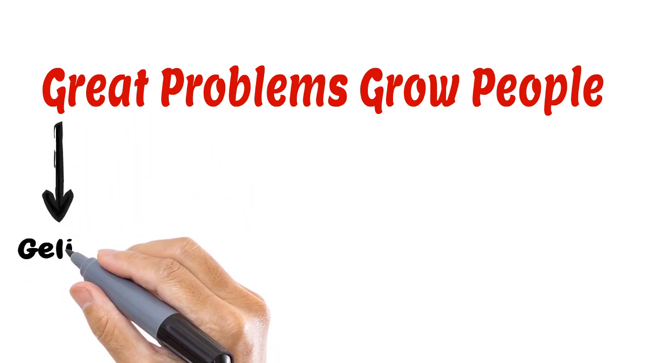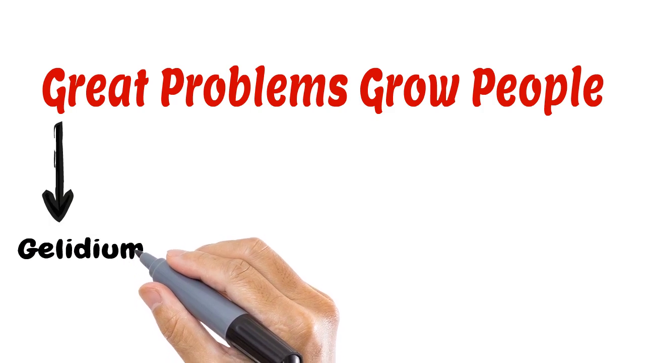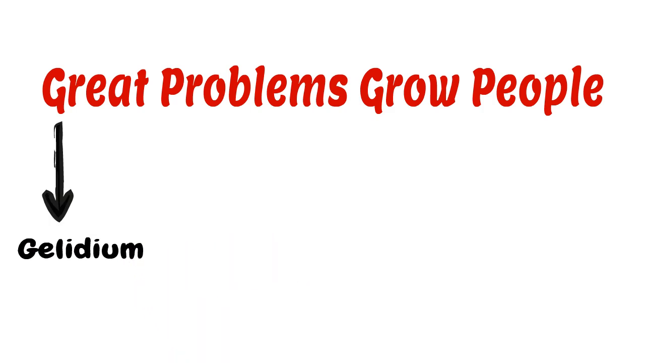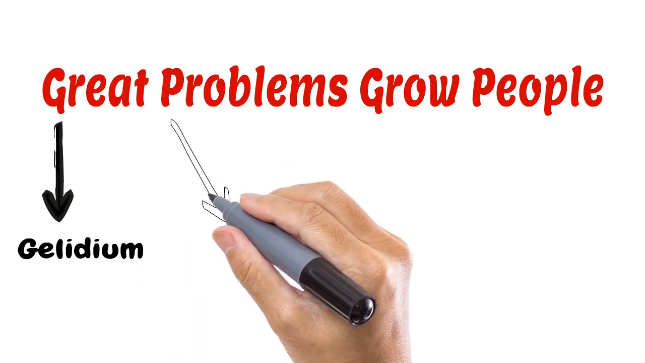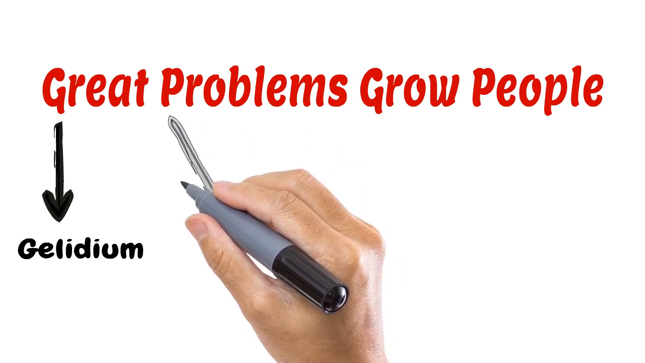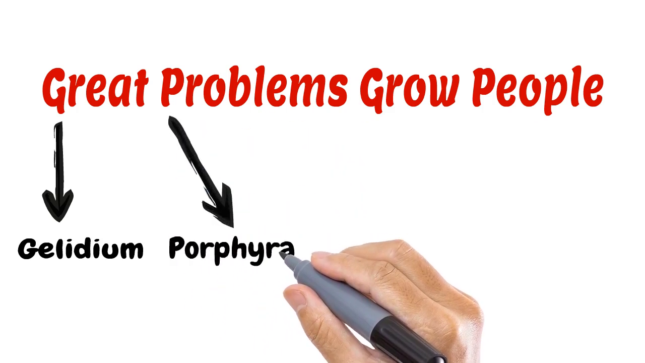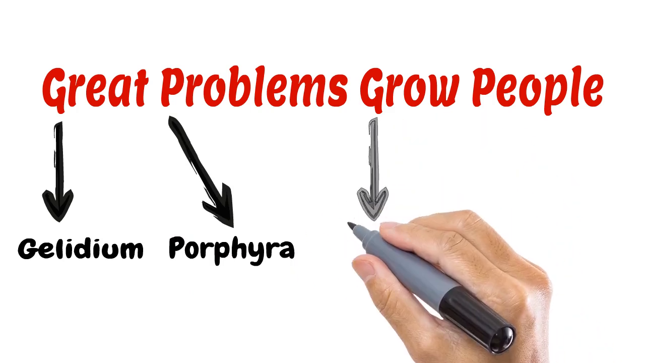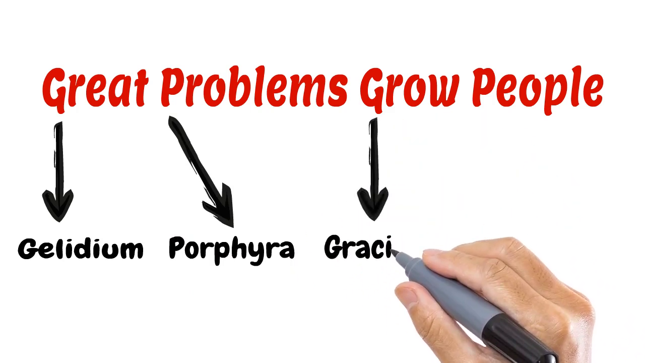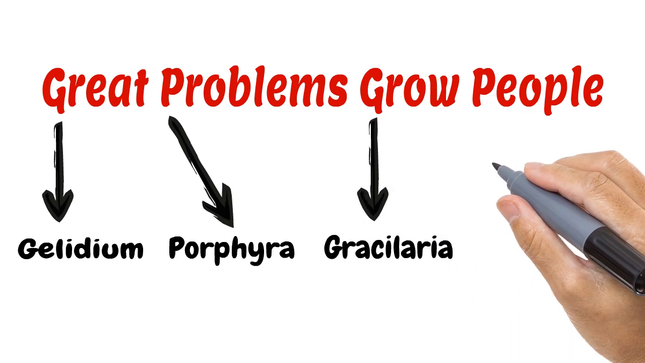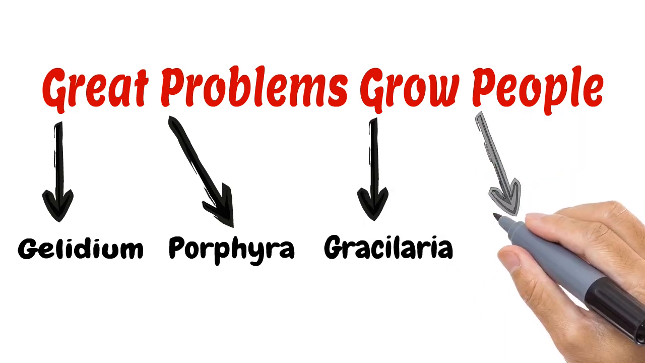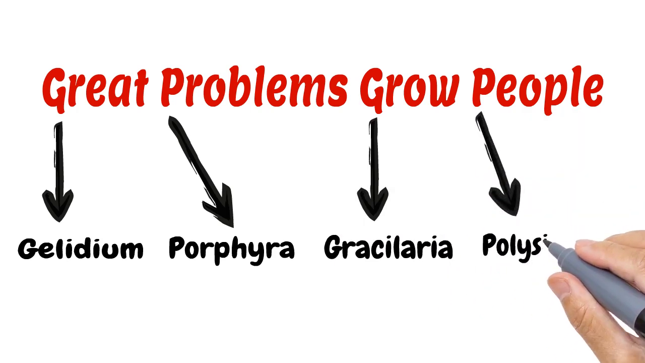Here G in the first word, great, expresses the first example of red algae, that is Gelidium. The second word is problems, and in this word P means Porphyra. In the next word, grow, G expresses Gracilaria, and the last word, people, in which the first letter P shows Polysiphonia, another example of red algae or Rhodophyceae.